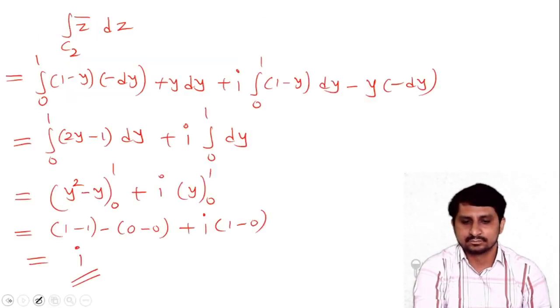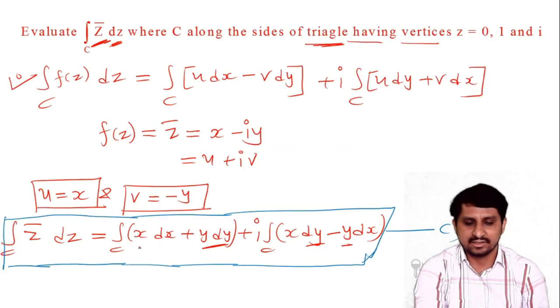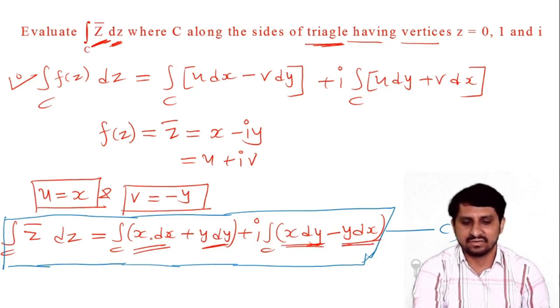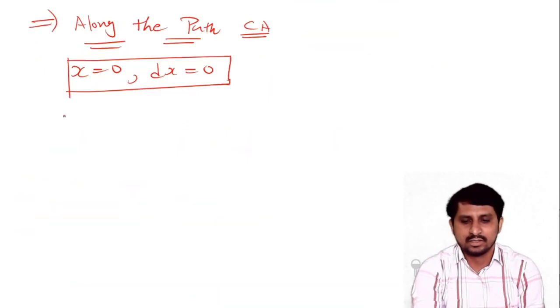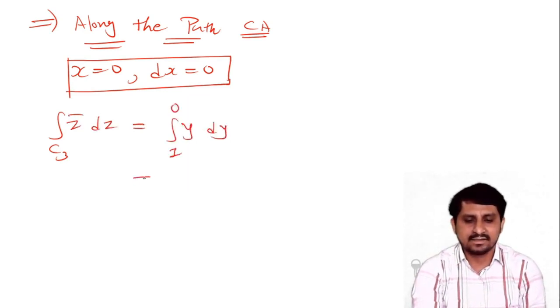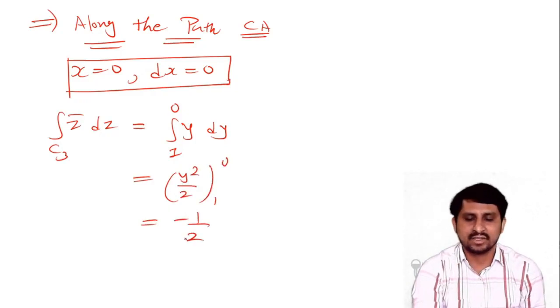Now put these two values here. So x is 0, dx is 0. So this term becomes 0, this term is also 0 and this is also 0. So only we have y dy and the limit of y. We are going from (0, 1) to (0, 0), so 1 to 0. First you have to take this limit and then this limit. So integration over C3 of z bar dz is equal to integration from 1 to 0 of y dy, which is equal to y square by 2 from 1 to 0, and that is equal to minus 1 by 2.